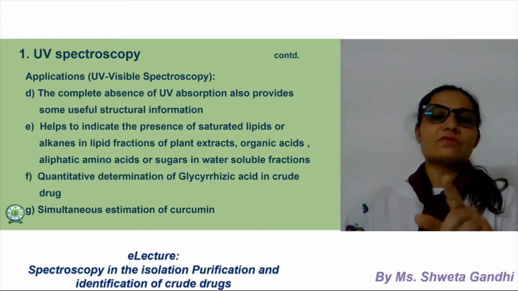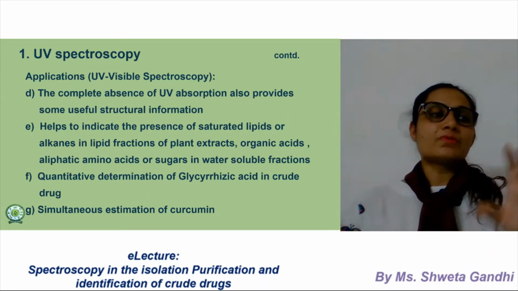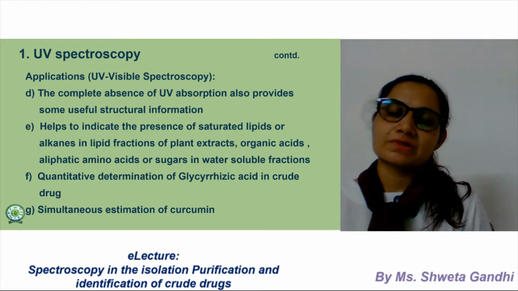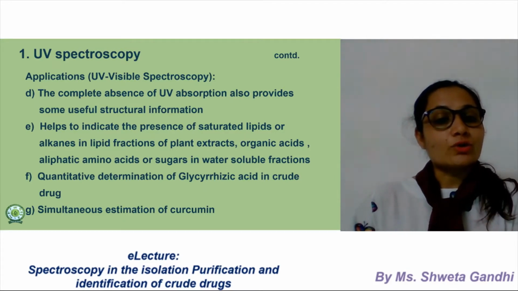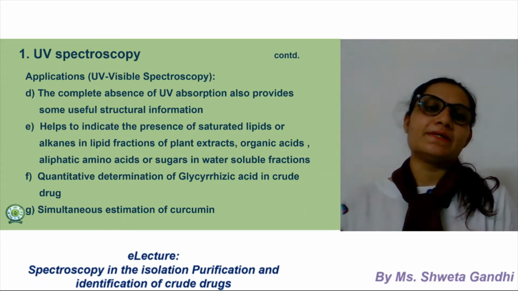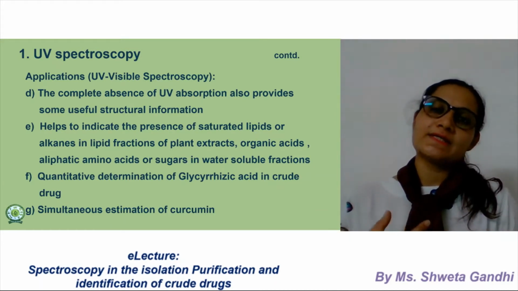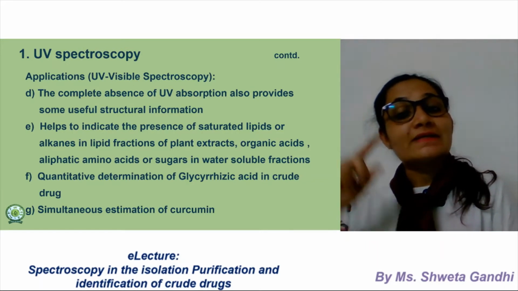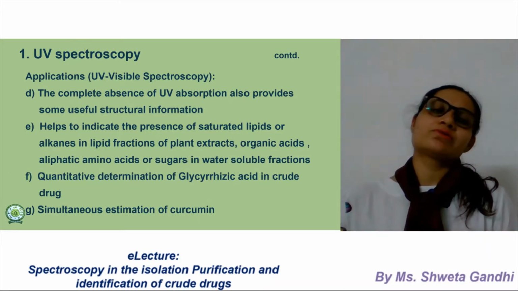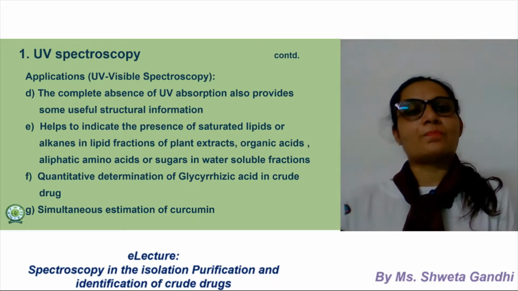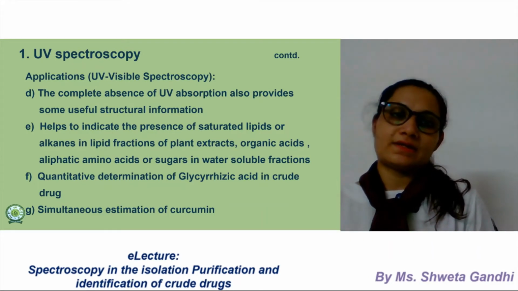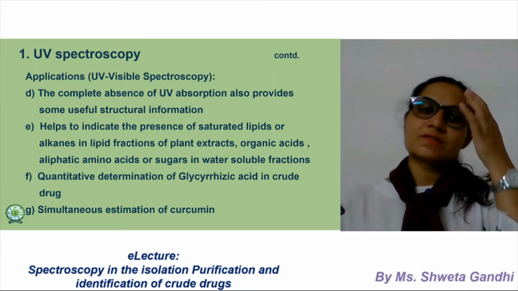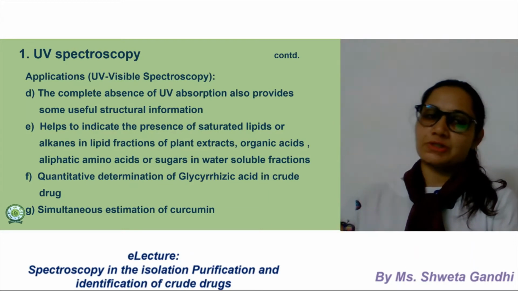The complete absence of UV absorption also gives information. If some compound does not have the ability to absorb the UV rays, then also we get some information regarding the structure. It also helps to indicate the presence of saturated lipids, alkaline lipid fractions, organic acids, aliphatic amino acids, sugars, and quantitative determination of glycyrrhizinic acid in crude drug can also be measured with the help of UV spectroscopy. We can also do different curcumin estimations. Curcumin we have obtained from turmeric. With the help of UV spectroscopy, we can also do the estimation of curcumin.